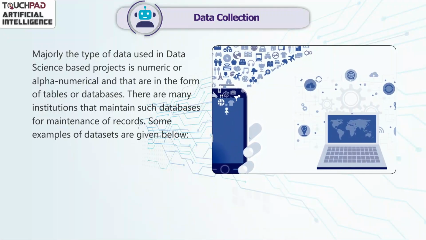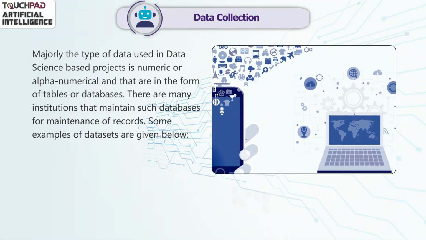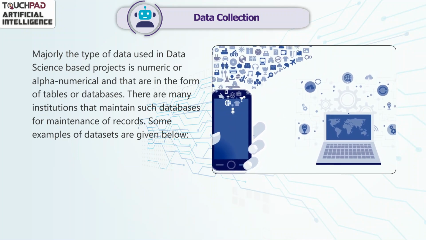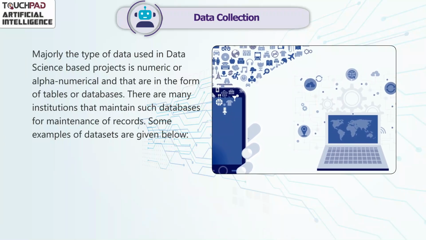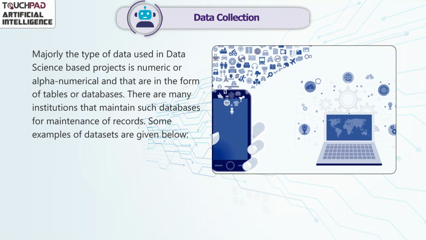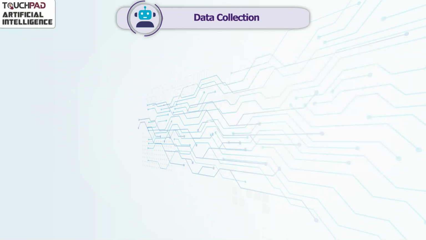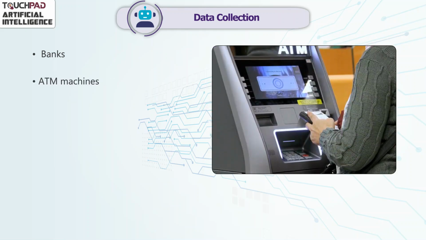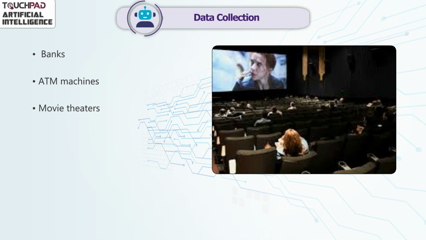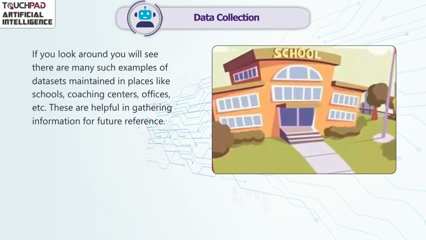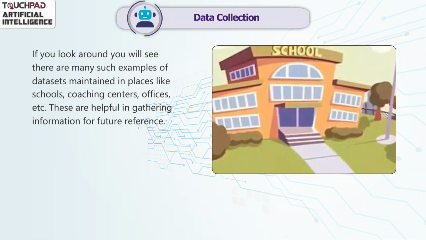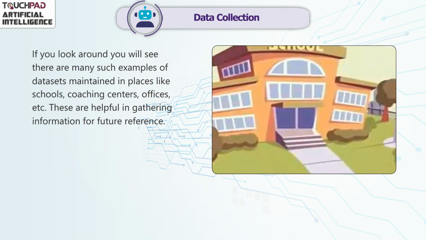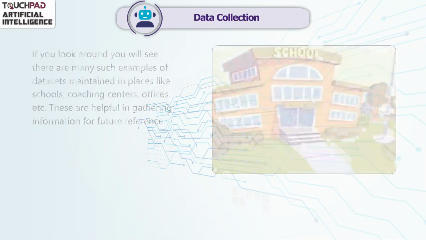Majorly, the type of data used in data science-based projects is numeric or alphanumerical, and that is in the form of tables or databases. There are many institutions that maintain such databases for maintenance of records. Some examples of data sets are given below. Banks, ATM machines, movie theaters, hospitals. If you look around, you will see there are many such examples of data sets maintained in places like schools, coaching centers, offices, etc. These are helpful in gathering information for future reference.